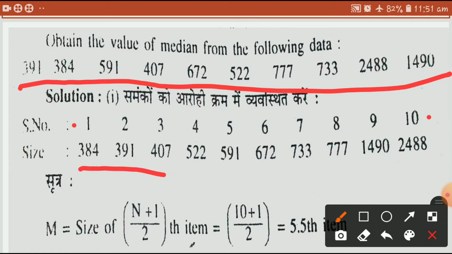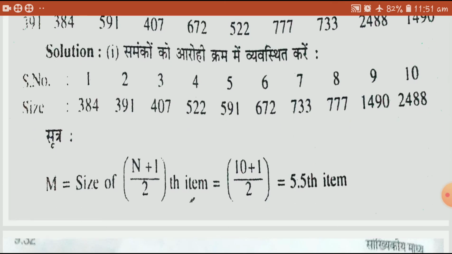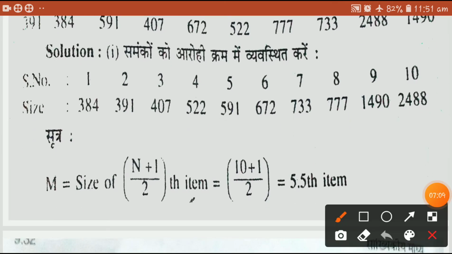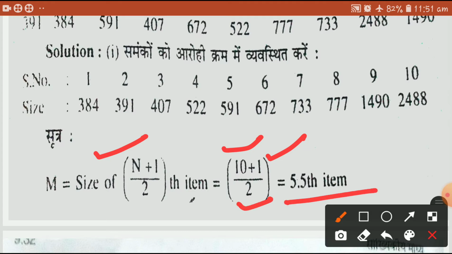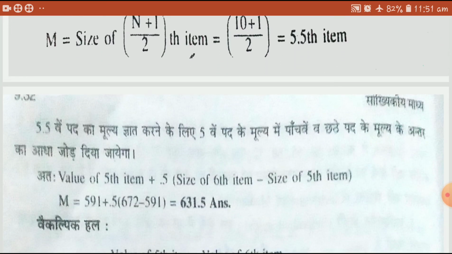First we will arrange the series in ascending order. Okay, now your formula is the same for calculating median in individual series, which is (n+1) divided by 2. Here n is 10, plus 1, divided by 2, you will get 5.5. Now your median is somewhere between the fifth value and the sixth value. You don't have any clear idea what your median is. It is somewhere between the fifth value and the sixth value. So you have two alternatives for calculating.